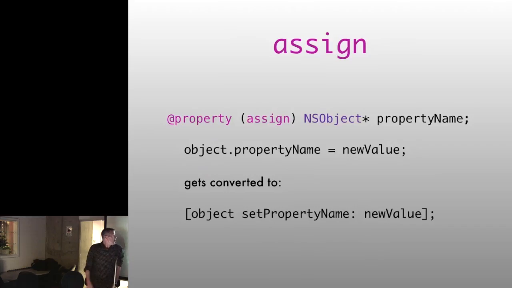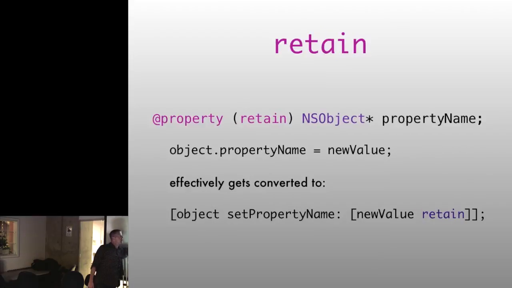So, here's an example of a property. This may clear up some of this a little bit for you. Here's what the property declaration looks like: assign, type, and then the variable name. Using the dot notation, object.propertyName = newValue gets converted under the hood to object setPropertyName with the new value. Just a set. So for retain: property retain, object, and then the name of the property.